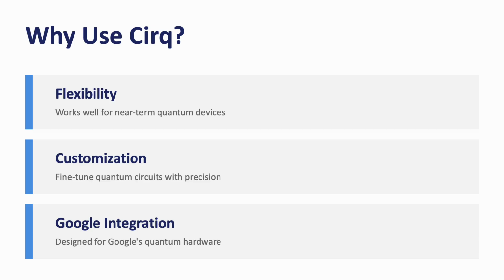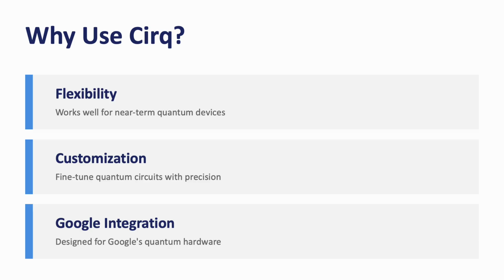So, why should we care, or why do we use Cirq? This is a great question. Another question could be, why should you choose Cirq over Qiskit? The first advantage is flexibility. Cirq is designed to work particularly well with near-term quantum devices. These are the imperfect, noisy quantum computers we have today.